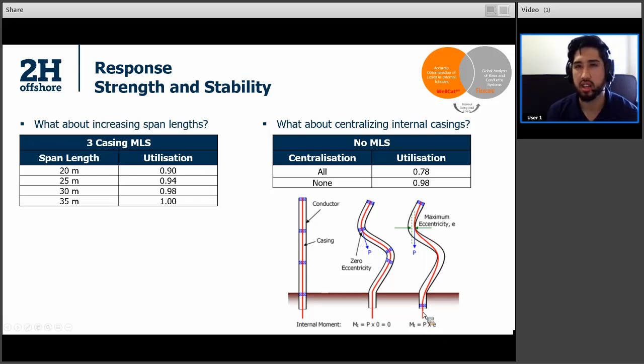So we have a case here that's showing centralization of the whole string. In this middle case, we get a utilization of 0.78. Whereas if we have no centralizers, which is what we previously showed on this left-hand side, we have a utilization of 0.98. So there's a little bit of a change, and that allows a bit of flexibility down the line as well.